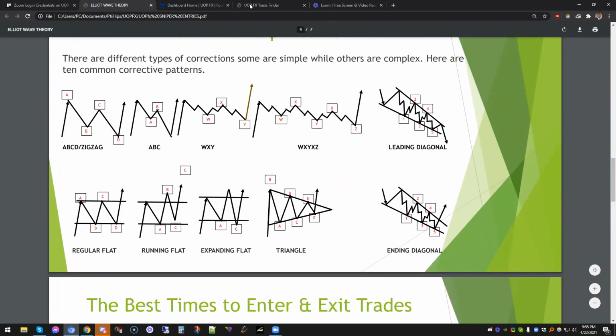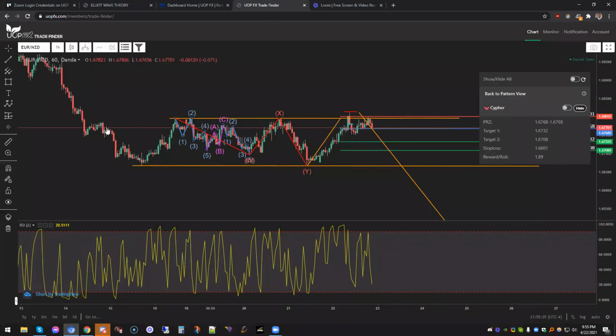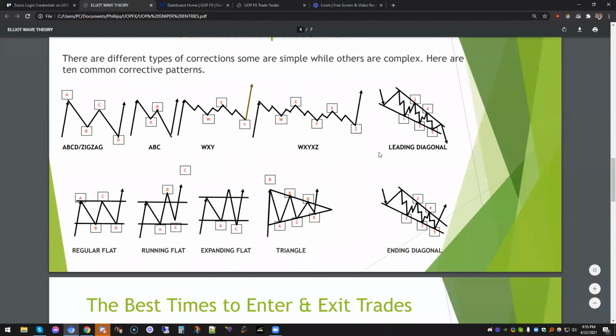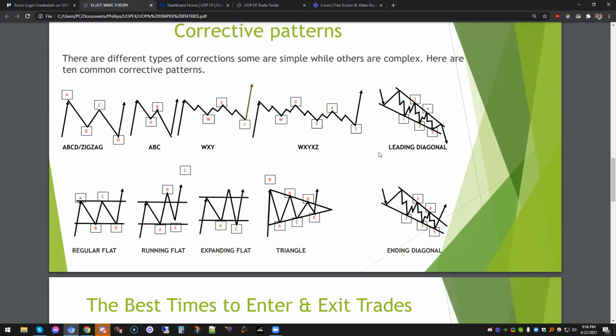Who can tell me what this is, right? Look at this. Take a good look at it. And now, which one of these do you think it is? Just let me know in the chat box. Just drop the name in. Shanitha says regular flat, and she's right.